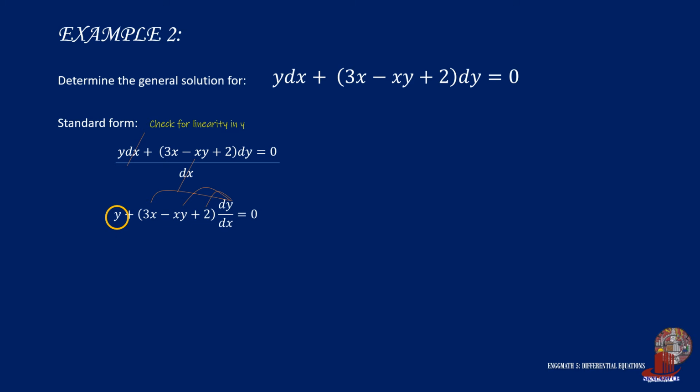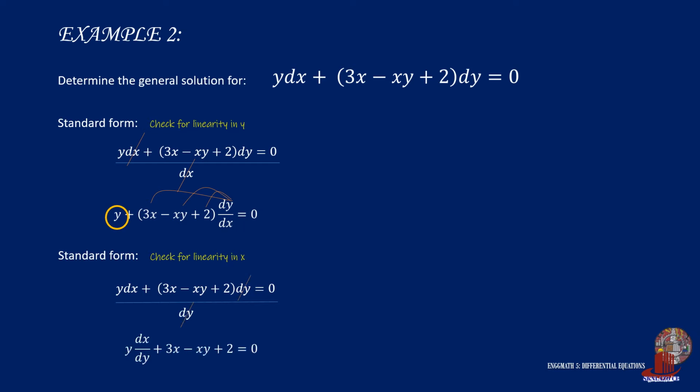This shows that the DE is not linear in y. Let's try dividing everything by dy, where the second term will be simplified. The outcome is y times dx all over dy plus 3x minus xy plus 2 is equal to 0, which has 4 terms, but let's still continue by isolating the derivative, so we divide everything by y to make the equation dx all over dy plus 3x all over y less xy all over y plus 2 all over y is equal to 0. We still have 4 terms after the last step, so attempt to group some terms together.